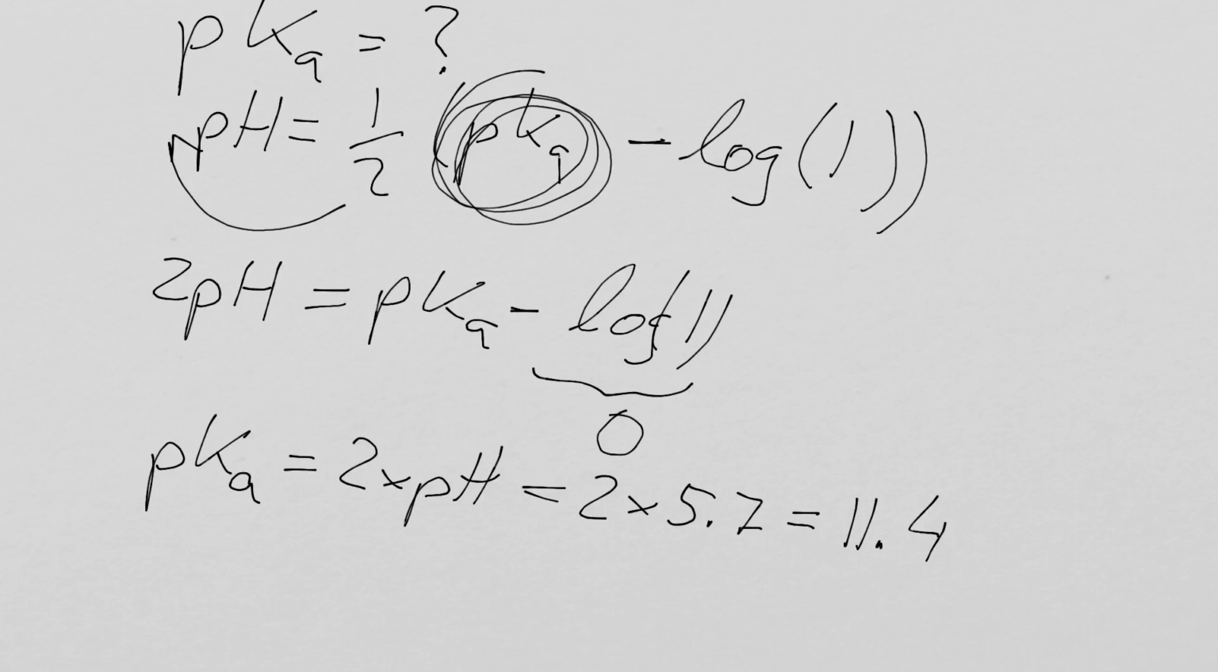Is that right? I got the answer, but I did it a different way. You got the right answer? Yeah, but I did it a different way. Okay. That's fine. If you get the right answer, not a problem. Sweet. So pKa of this substance is 11.4.